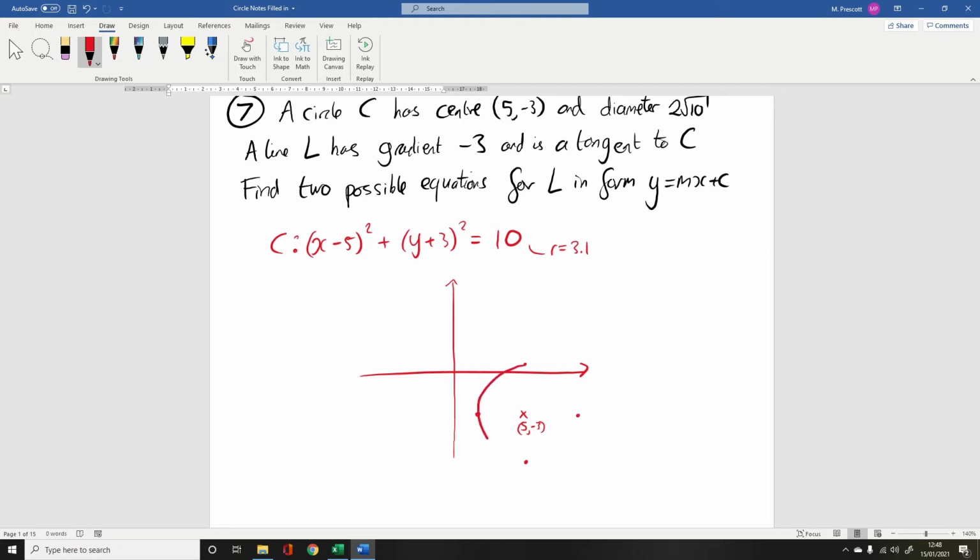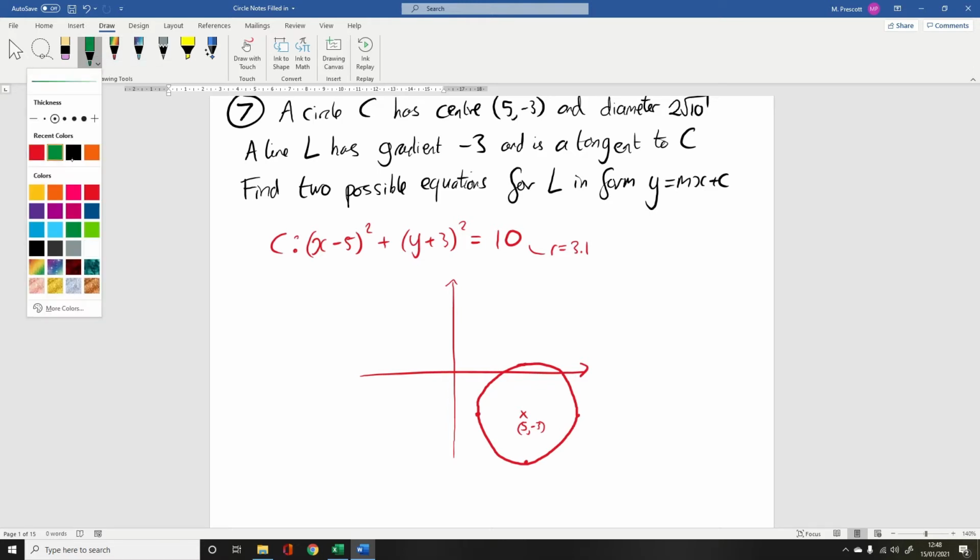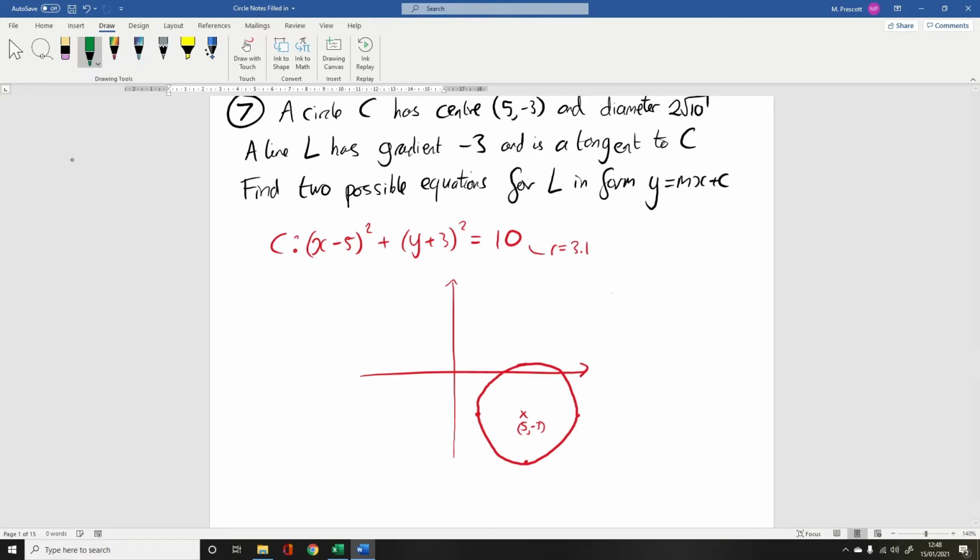So we can draw, roughly speaking, our circle. Then we want a tangent to that which has a gradient of -3. So -3 is that sort of direction. So think about where that would have to be if it's a tangent for the circle. Well, we could have one something like here, and we could have one something like there. I'm going to try and draw that so it actually touches the circle. Yeah, that'll do. So those are our two tangents.